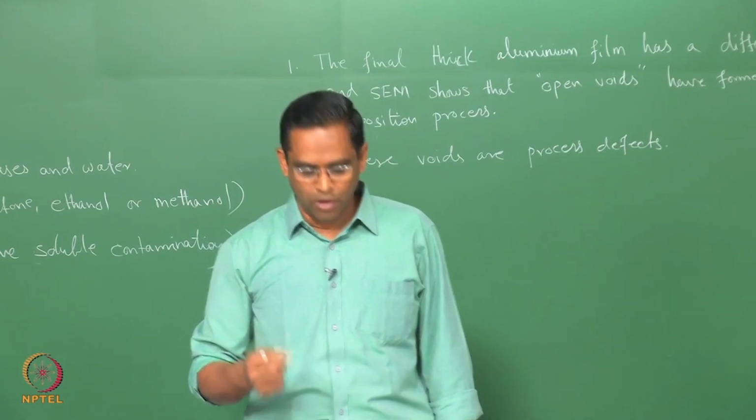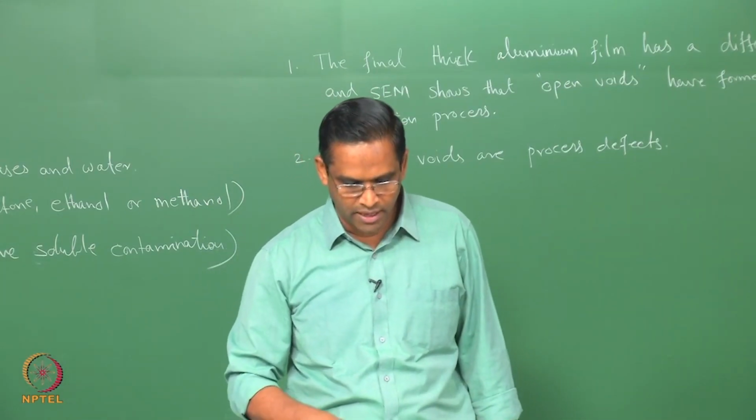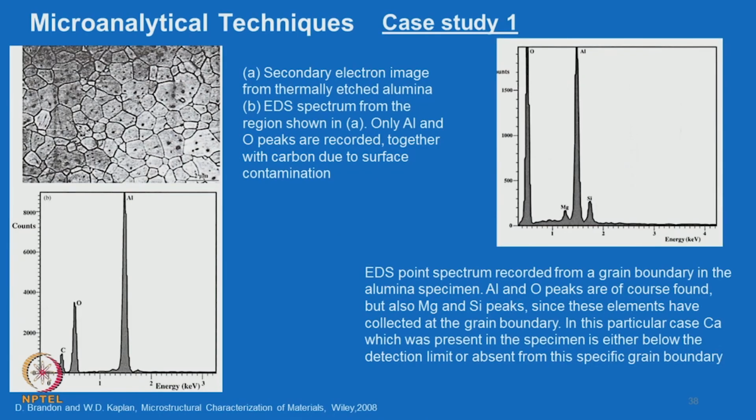So, if you look at the slide, we have taken 2 examples in this case. The image you are seeing is a secondary electron image of thermally etched alumina, and the EDS spectrum from the region is shown in A. Only aluminum and oxygen peaks are recorded, together with carbon due to the surface contamination.